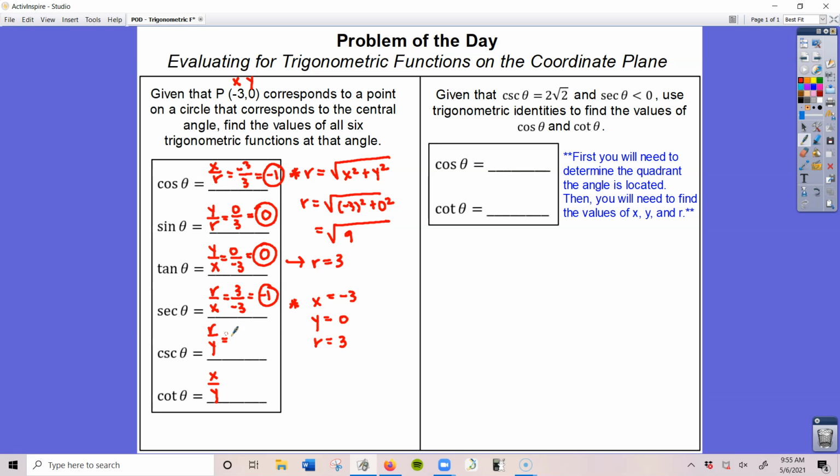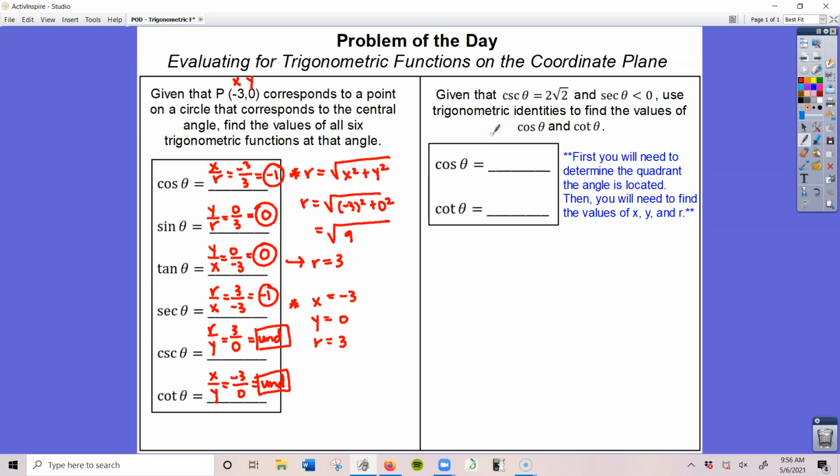So if I input r, I get 3, and y, which is 0. But here's the issue. We have 0 in the denominator. And if you ever have 0 in the denominator, that just means that that value is undefined. There is no cosecant of that angle because we end up with 0 in the denominator. And we're going to see the same thing now for cotangent. Cotangent is x over y. So -3 over 0. But again, we have 0 in the denominator, so this would be an undefined value.